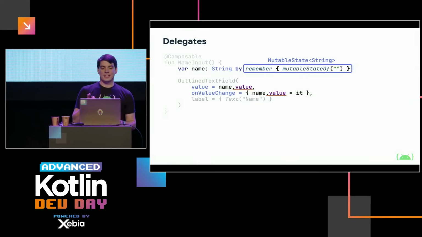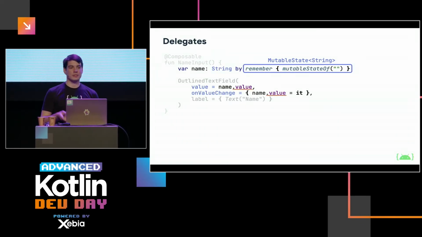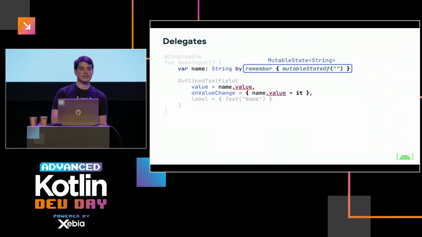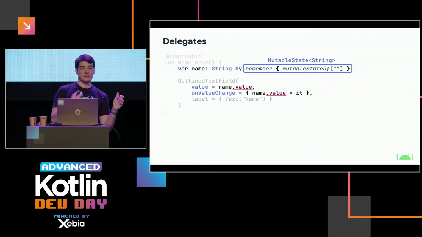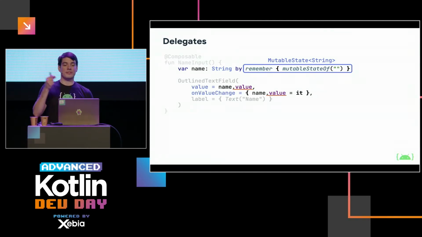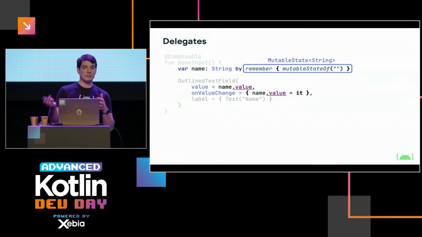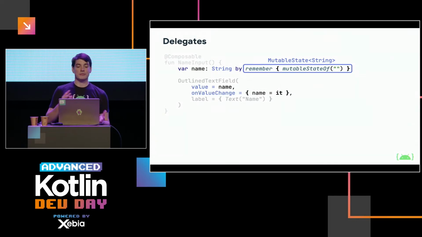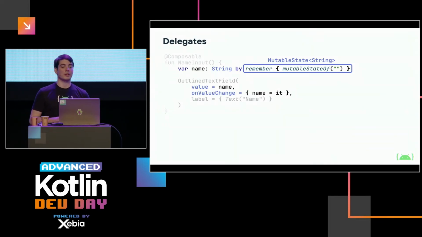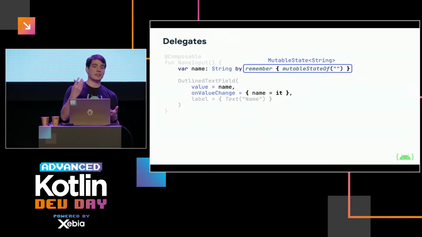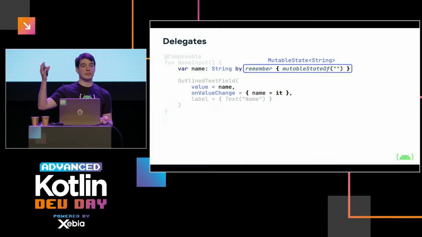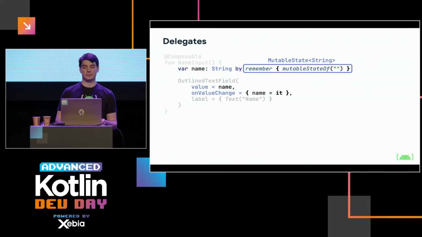But instead of assigning the state to a local variable, we can also choose to delegate a local variable to this state. And in this case, the type of this variable would no longer be a mutable state of string, but just the contained type, so string itself. And that means that we no longer have to use the value property on name every time we want to read or write it. Instead, we can just read or write this local variable with simpler syntax. And those reads or writes will be delegated to reads and writes of the mutable state that's backing it.